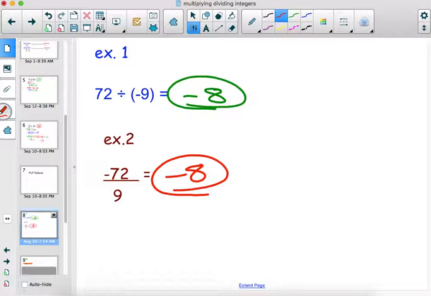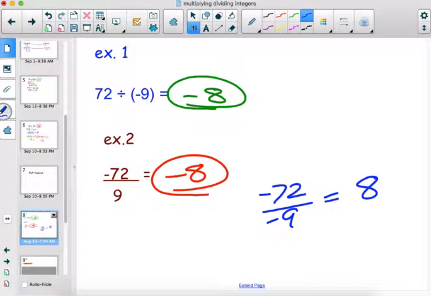Now, what if I did this off to the side? What if I changed it to this? Somebody other than Eric? Nicole, what do you think? It's going to be positive 8 because now you have a negative divided by a negative, which is positive.